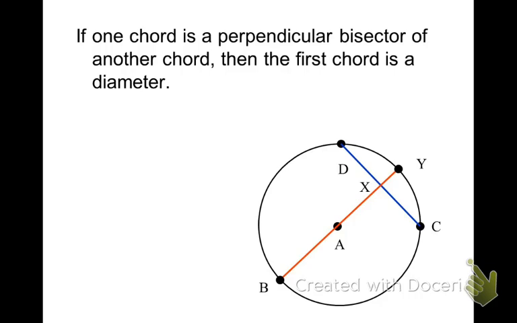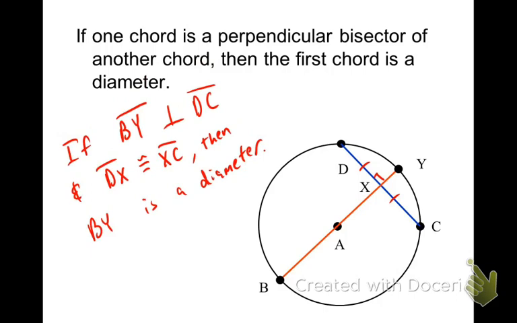If we have one chord in a circle perpendicular to another chord in the circle, then we know that one of them has to be a diameter. Can't be any other way that you can have perpendicular chords. So if one is a perpendicular bisector, then it's got to be a diameter. In this case, chord DC is perpendicular to chord BY. So we know that one of them has to be a diameter.